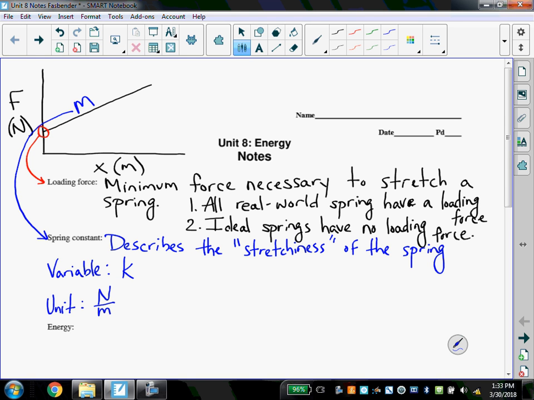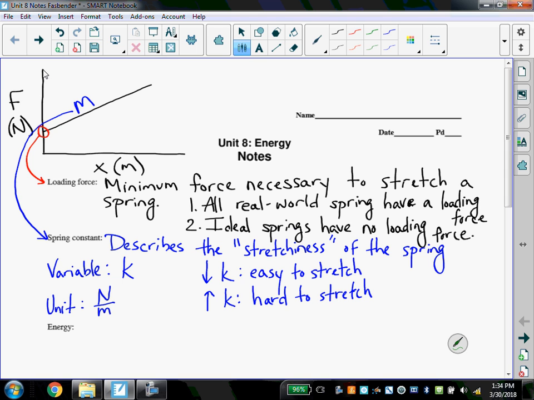If your spring constant is quite small, that's trying to tell you that this spring is easy to stretch. If your spring constant is quite large, that's trying to tell you that this spring is hard to stretch. It takes a lot of newtons in order to get that same stretch compared to something with a low spring constant.